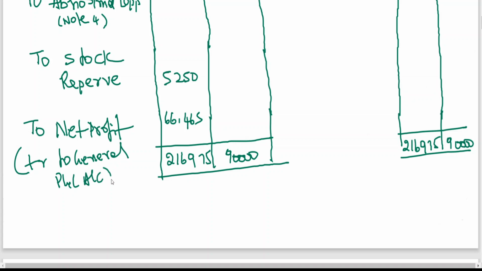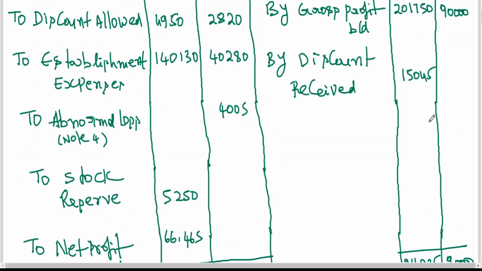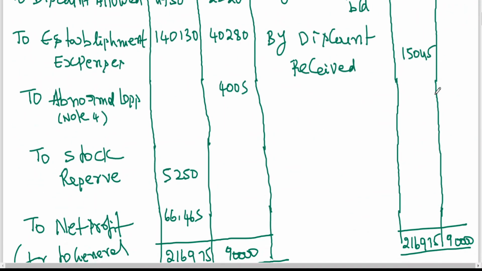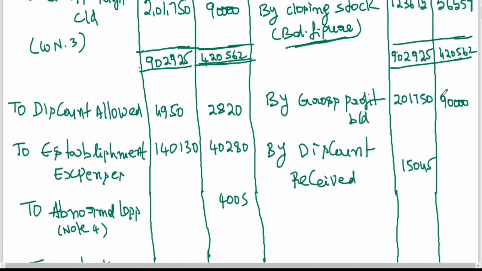Why should they prepare a general P&L account? Because head office as a whole, their profit and any other branch profit, they combine, then they will be transferring to their capital account. So transfer to P&L account, general P&L account. Here 90,000 minus 2,820, minus 40,280, minus 4,005. You're getting 42,895.